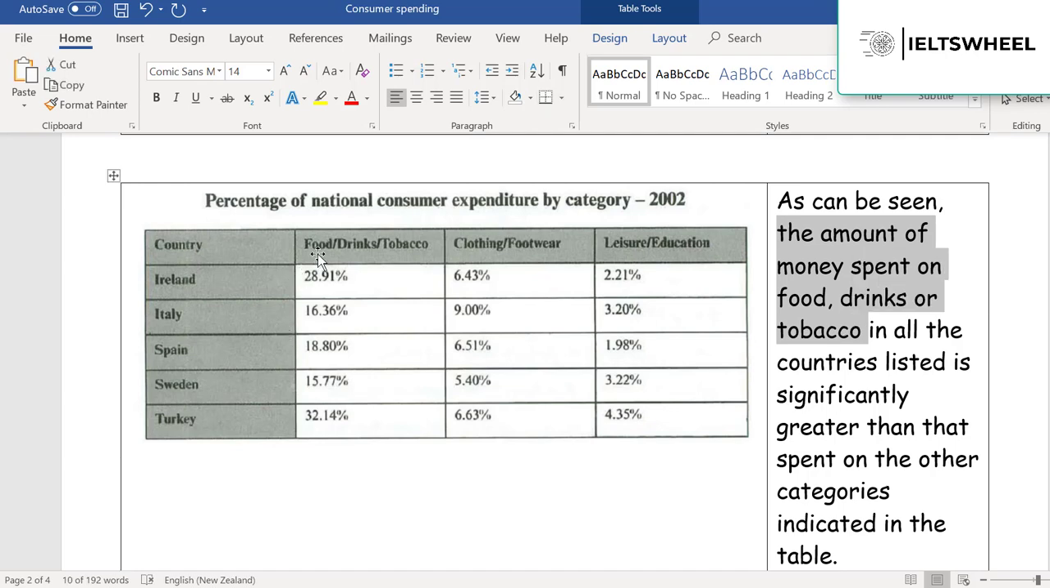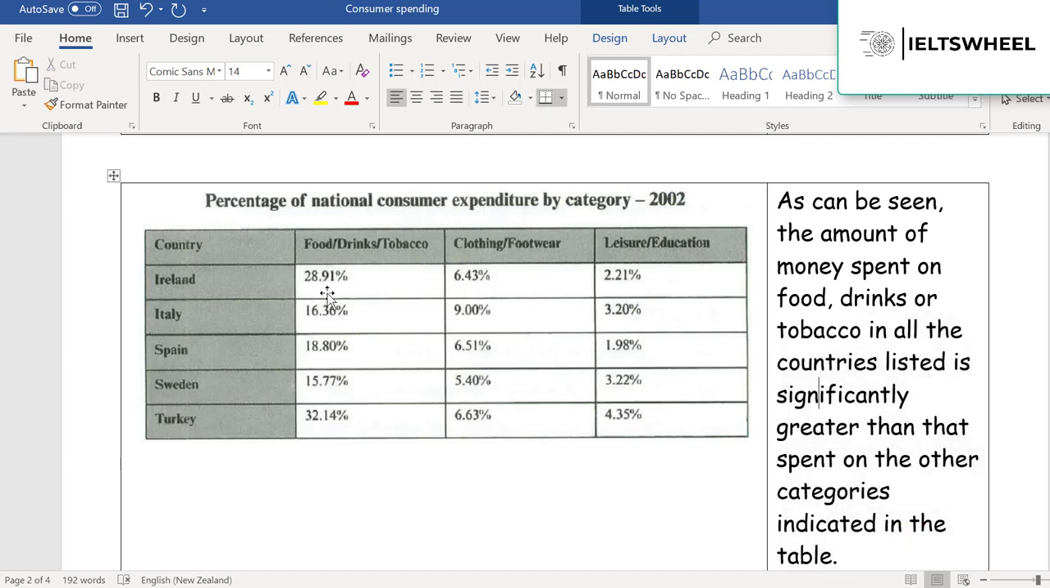Now look at this. We're looking at the first category: food, drinks, tobacco. Okay, so the amount of money spent. Remember, the amount of is used for uncountable nouns, something which you can't count 1 through 3, and therefore the amount of money, and then spent on food, drinks, or tobacco in all the countries listed is significantly greater than that spent on the other categories indicated in the table.